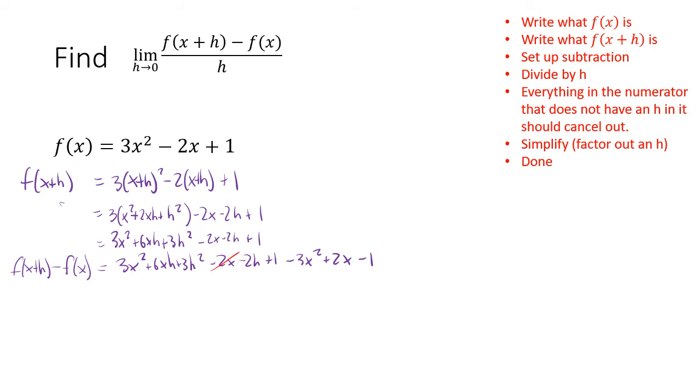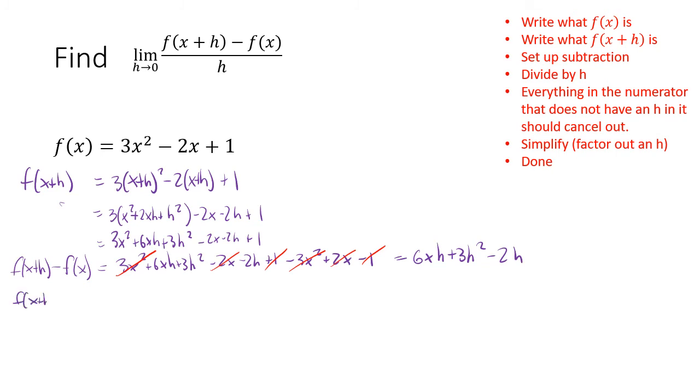Let's see, positive 2x and negative 2x, negative 3x squared and positive 3x squared, and the positive 1 and the negative 1. So what we're left with after we do that is this. We have 6xh plus 3h squared minus 2h. So now we're just going to divide.